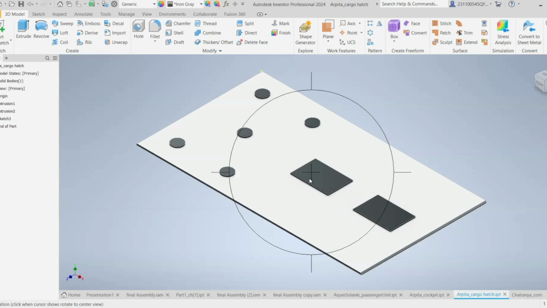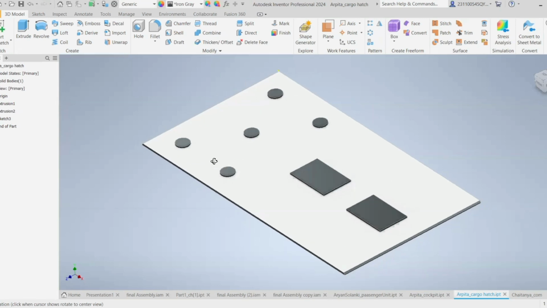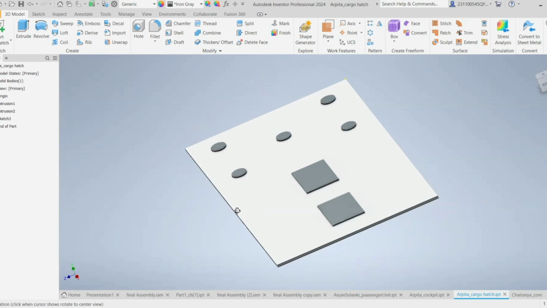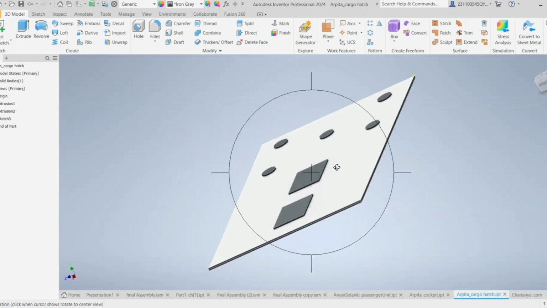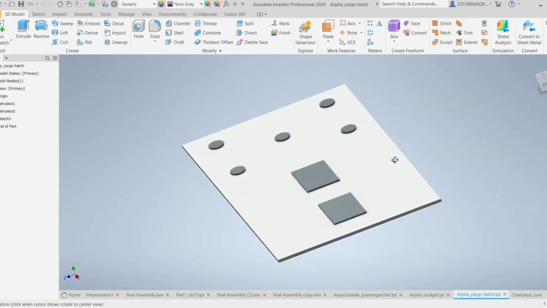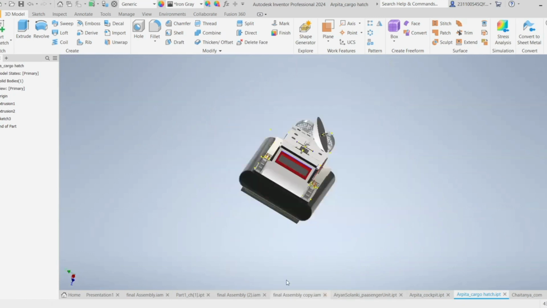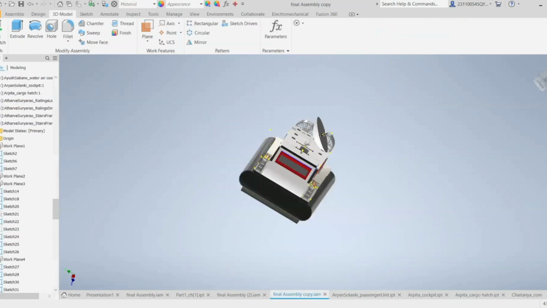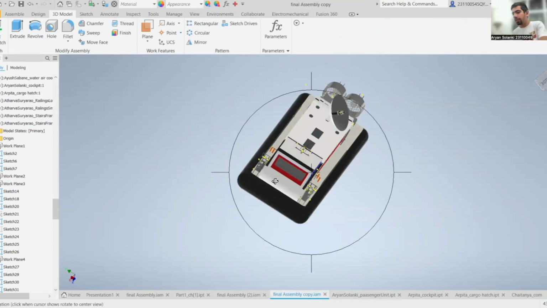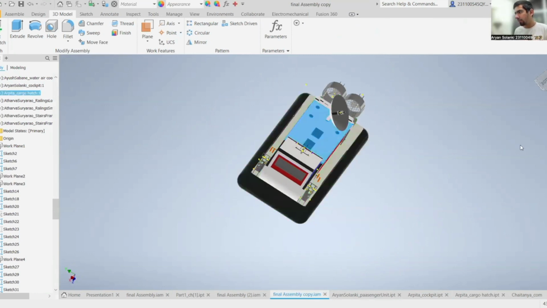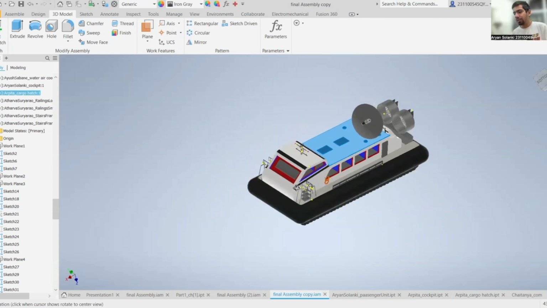This is the cargo hatch situated on the roof of the passenger unit. It has been modeled by Arpita Kumawat. As you can see, it is an integral part of the hovercraft system because it accommodates the cargo of the passenger convoy. And if I may open the final assembly, then you could observe that it is placed right here on the top of the passenger unit.